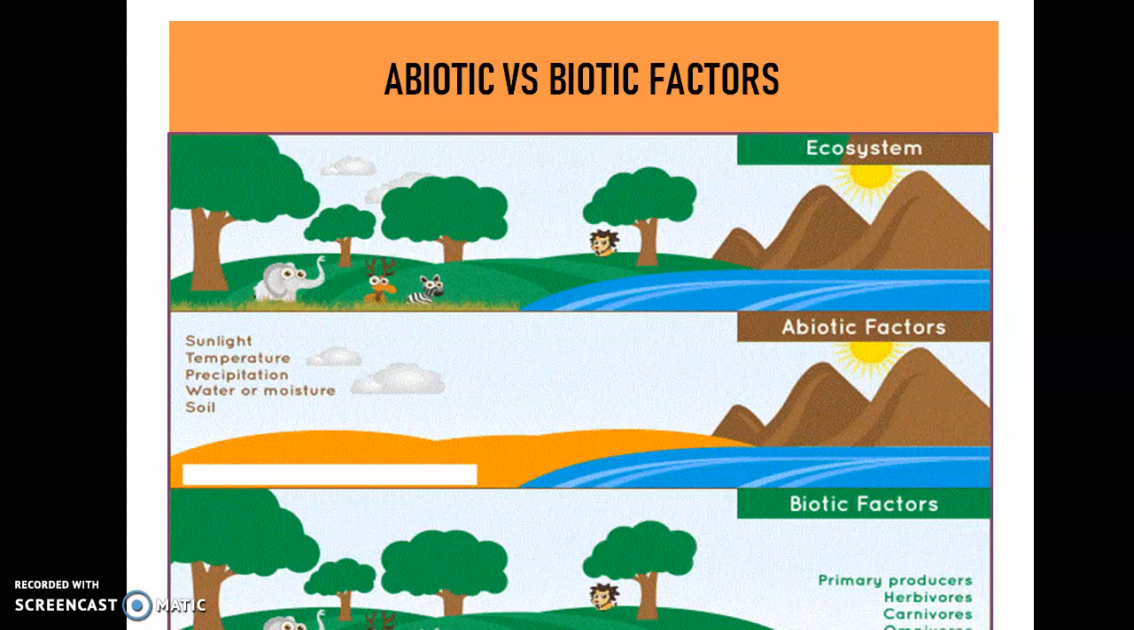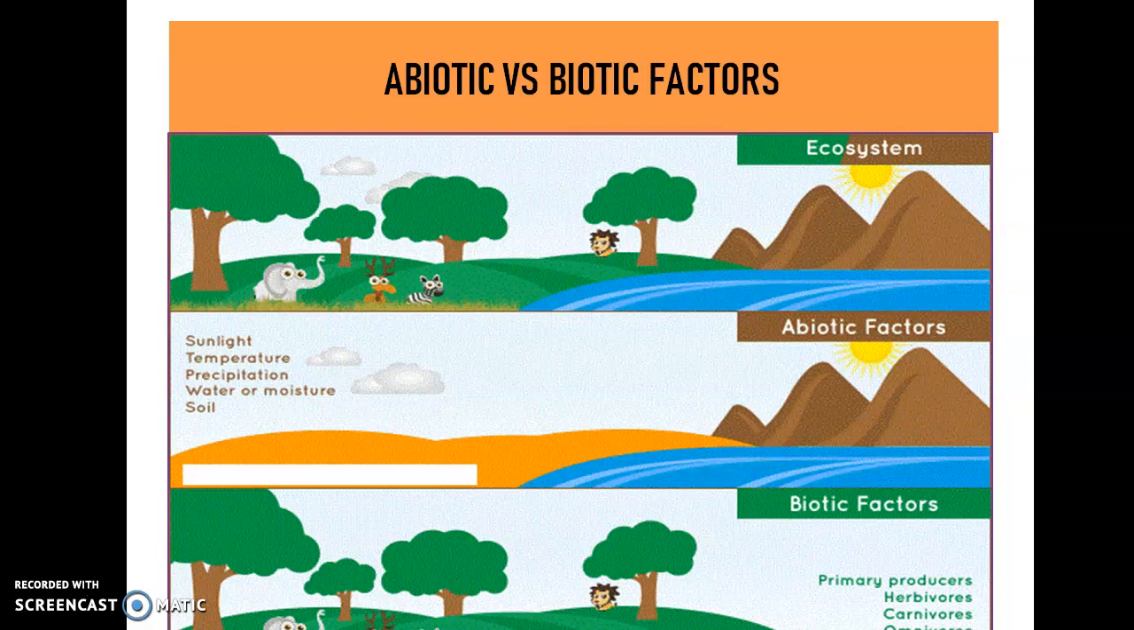So what does it mean by these abiotic and biotic factors? We can see that the biotic factors of an ecosystem include, as you can see in the picture, primary producers, that means plants, herbivores, carnivores, omnivores, detritivores. So those organisms which are living in nature are known as biotic factors.